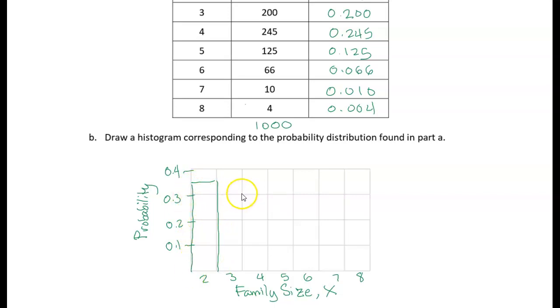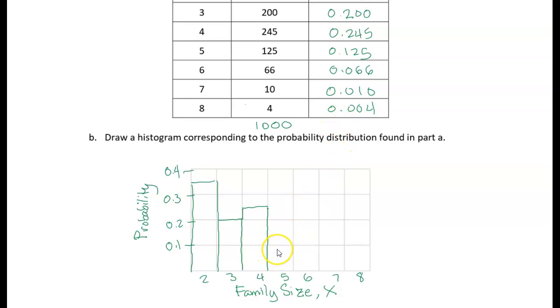All right. For a family size of 3, it looks like it's 0.2, so I'm going to graph the height of this bar at 0.2. For a family size of 4, that's a little higher probability, 0.245. That's just a little bit shy of 0.25, so I'll draw it like this. Okay, so there's my probability graphed as a bar chart or a histogram.